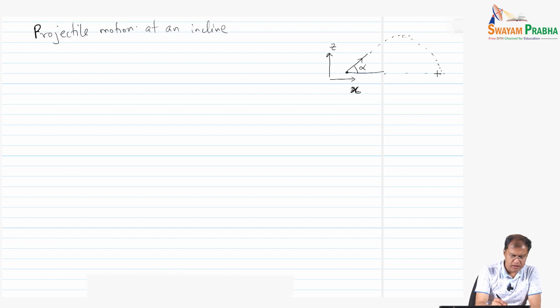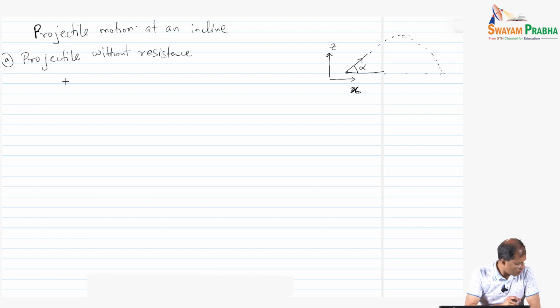So let us in fact include resistance, the air resistance, in the projectile motion as well. So we are going to talk about projectile first without resistance and then projectile with resistance. So this is projectile without resistance. Okay.